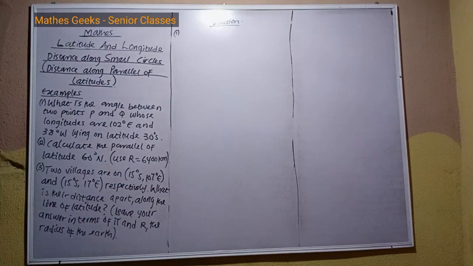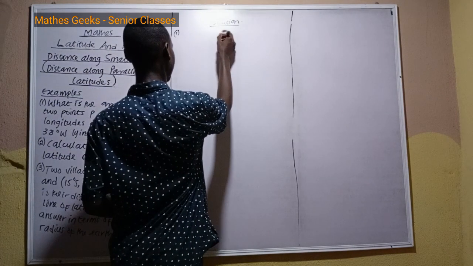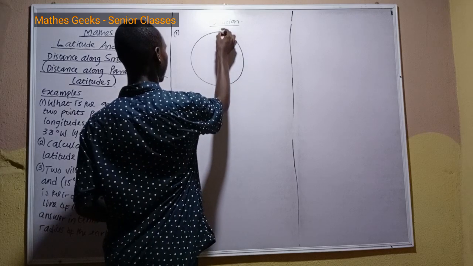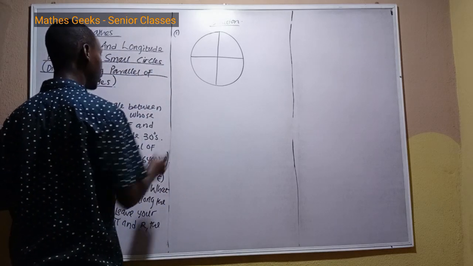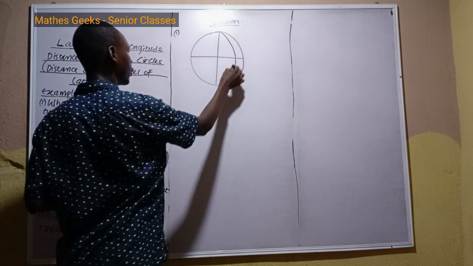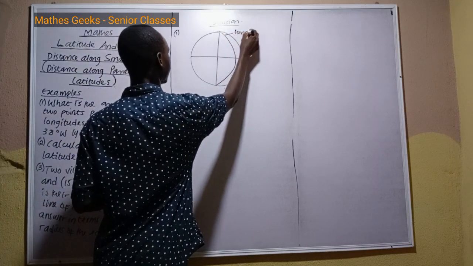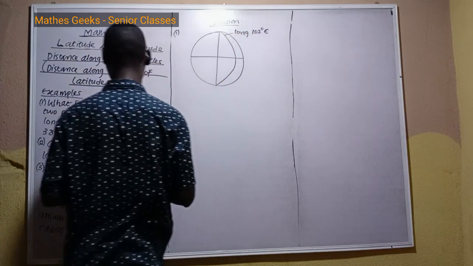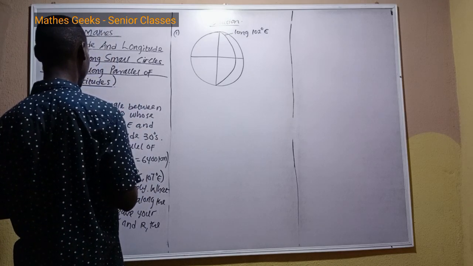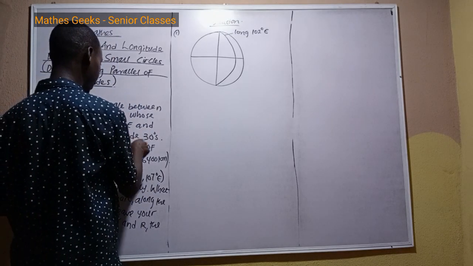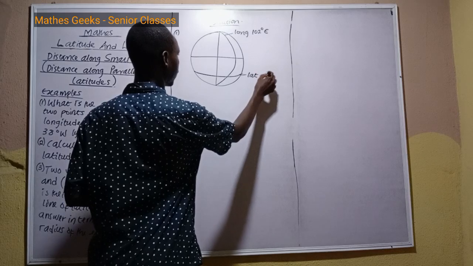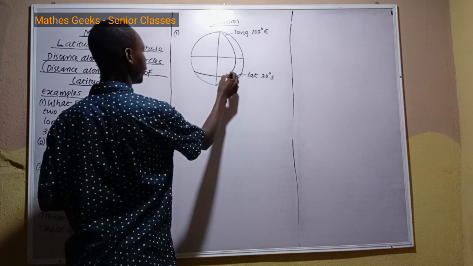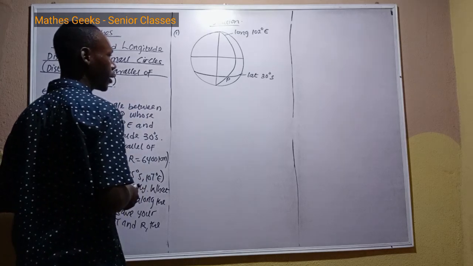Alright. What is the angle between 2 points P and Q? P is on longitude 102 degrees east, and both points are lying on latitude 30 degrees south. So this is point P, 102 degrees east and latitude 30 degrees south.